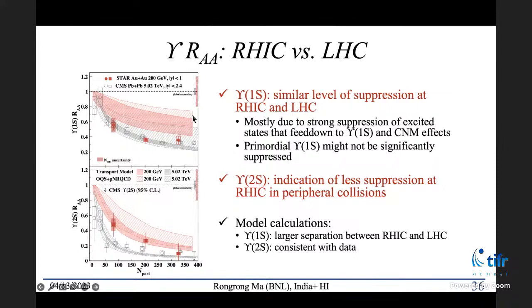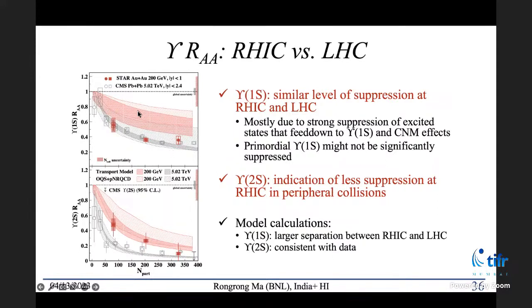We can compare to different models. For example, there are two model comparisons. One is the transport model, which is shown as the more hatched line, red at 200 GeV, black at 5 TeV. This is the more hatched one here. And we also have the open quantum system calculation, shown as a less densely hatched band here.